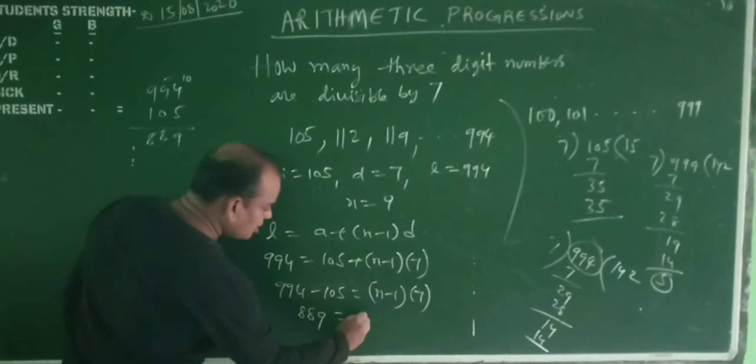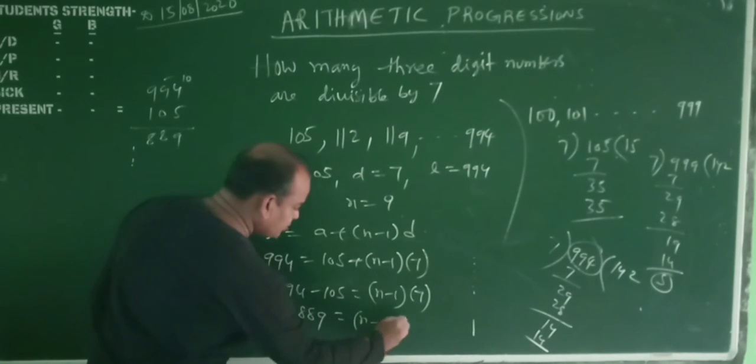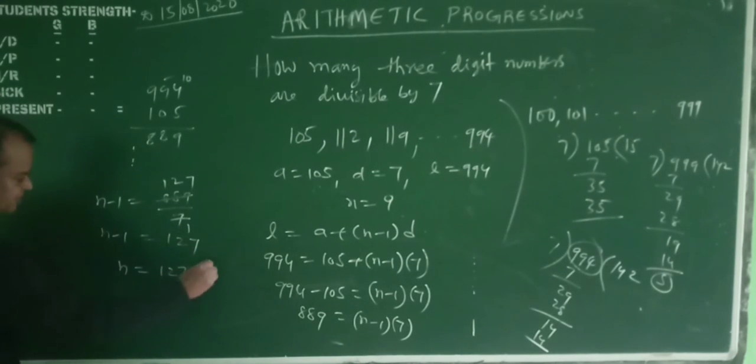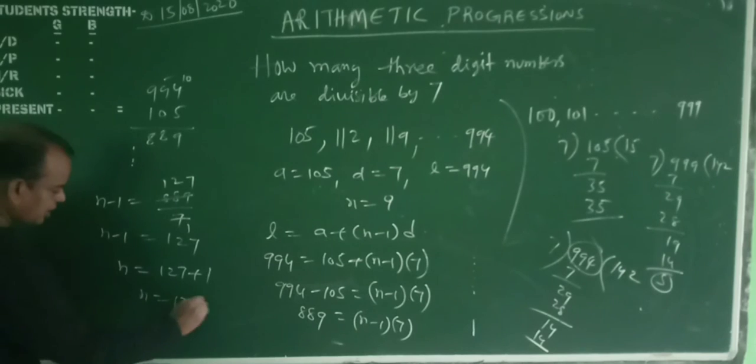889 is equal to N minus 1 into 7. Therefore, N minus 1 is equal to 889 by 7. 7 ones are 7, 7 twos are 14, 7 seventh is 49, so it equals 127. N equals 127 plus 1. N equals 128.